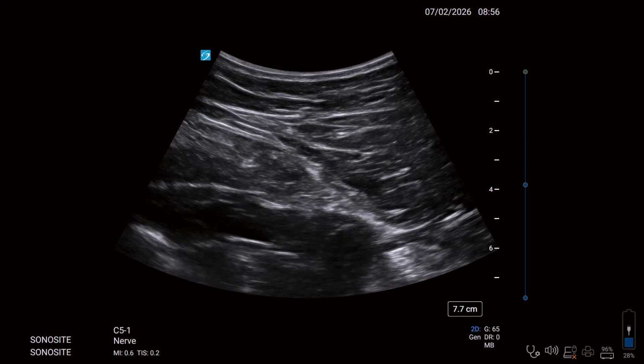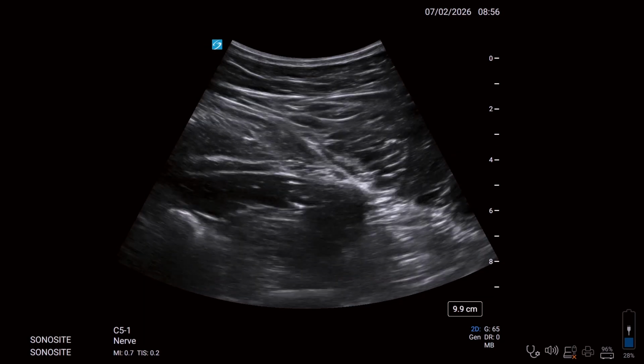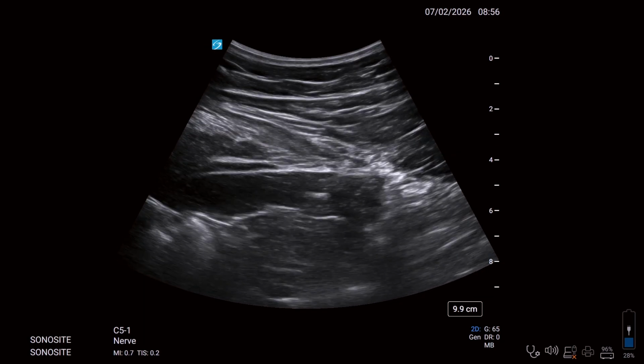So can you see the depth? Okay. So can I get the laser pointer? One more depth, increase.